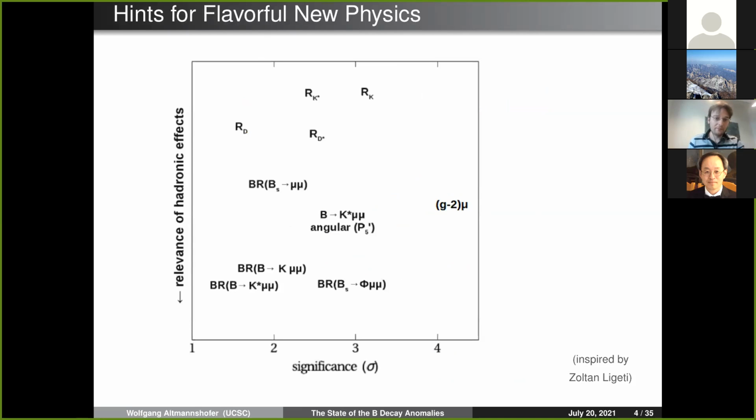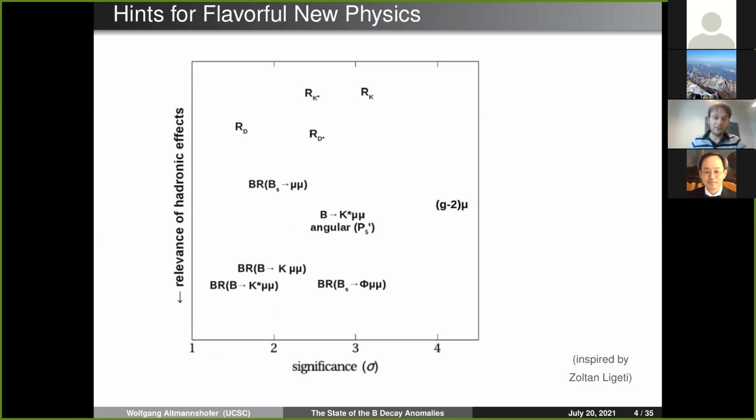And all those measurements, or many of those measurements, actually show discrepancies with standard model predictions, shown in this plot here, a summary of various measurements that show discrepancies with standard model predictions. They are shown in this plane of significance, and on the y-axis what is written is the relevance of hadronic effects. In some sense that is how theoretically clean an observable is. So the higher up it is in this plot, the theoretically cleaner the observable is.